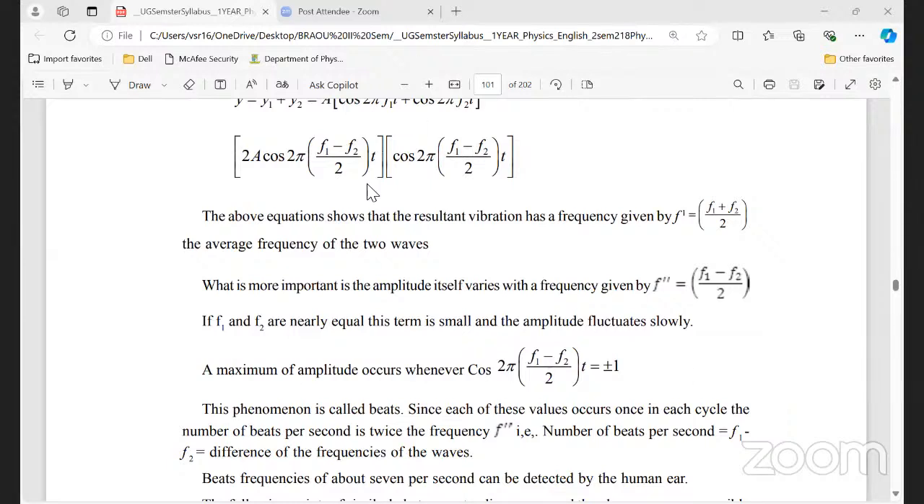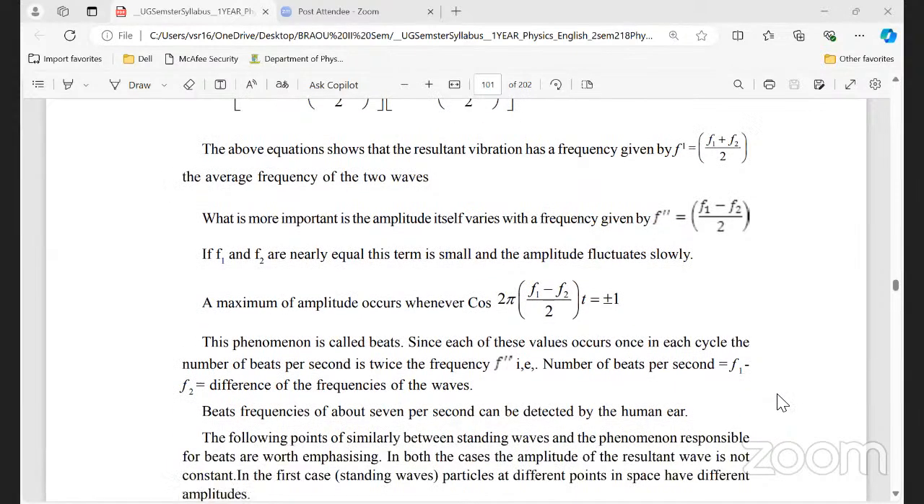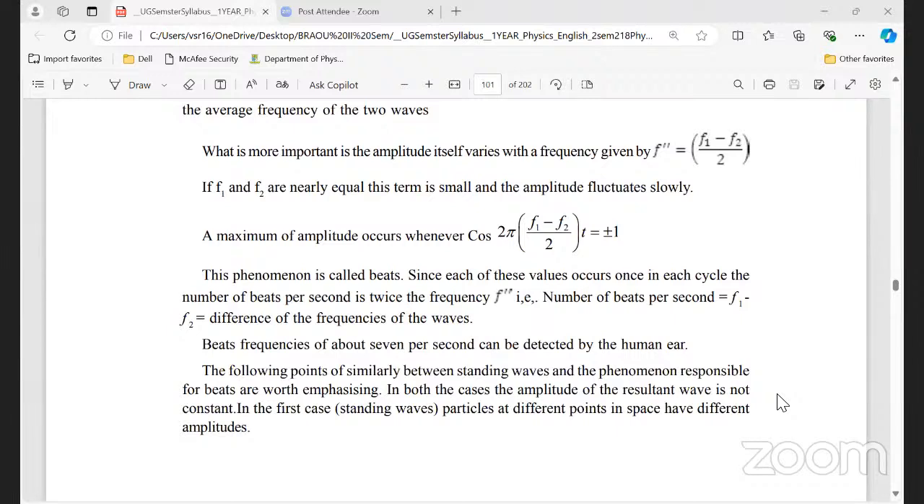So the maximum amplitude, when do you say maximum? When the cos value is 1, whether plus or minus 1, then only you can get the maximum amplitude in the case of beats. That means cos 2 pi (f1 minus f2) t should be cos 0, which is 1. So when you get 0, you have to substitute the values here. This phenomenon you can call beats.